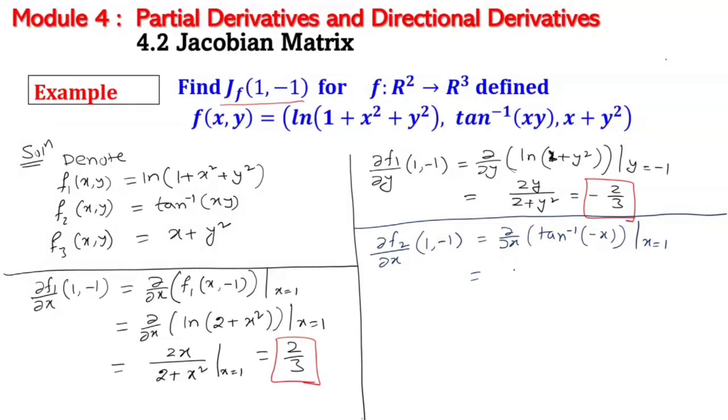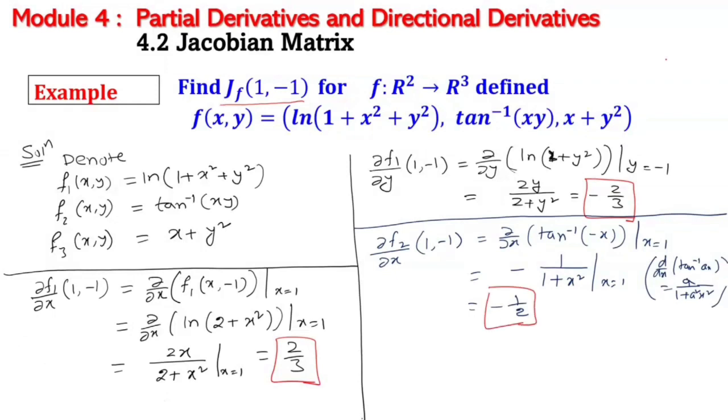So this is equal to -1 over 1 plus x square at the point x equal to 1. This is because d/dx of tan inverse ax is equal to a over 1 plus a square x square. So this will give us -1 over 2. This is another entry of the matrix.